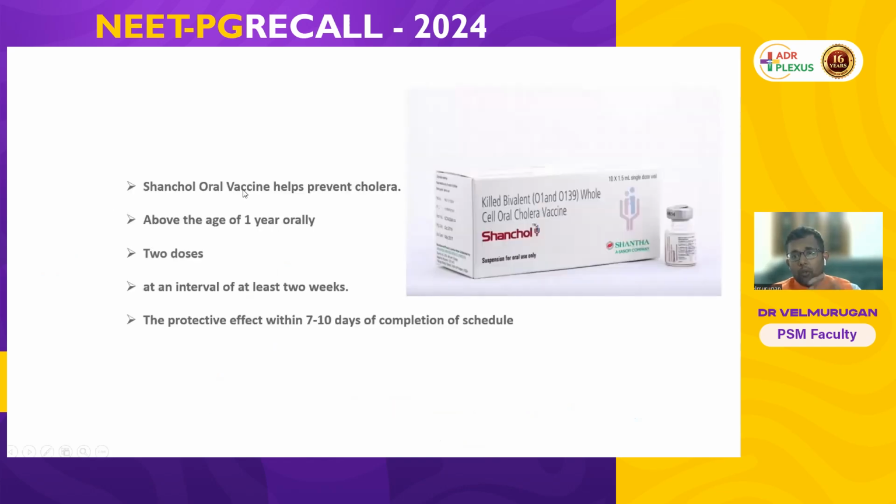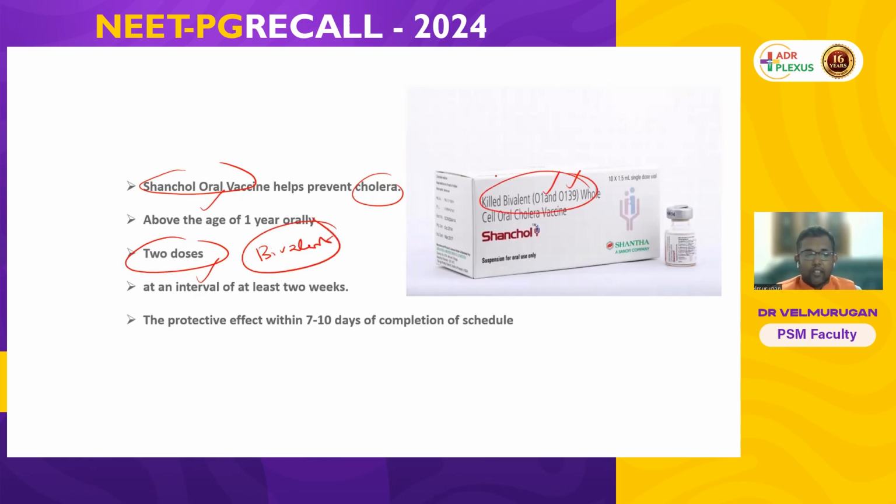Then there was a question about the cholera vaccine, Shanchol oral vaccine. It's usually out of the box, because it's not used very commonly. It's not in our national immunization schedule. How many doses? 2 doses. It is a 2-dose Shanchol vaccine. It is a bivalent vaccine, O1 and O139.